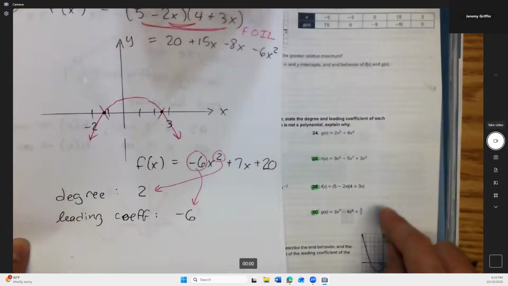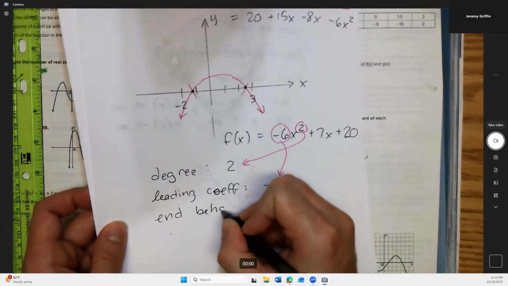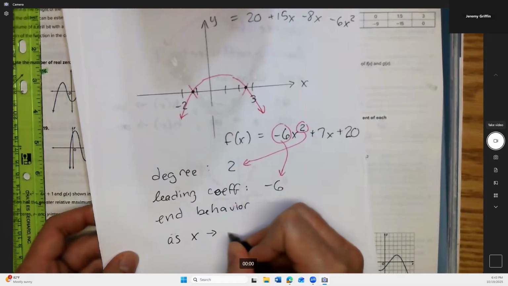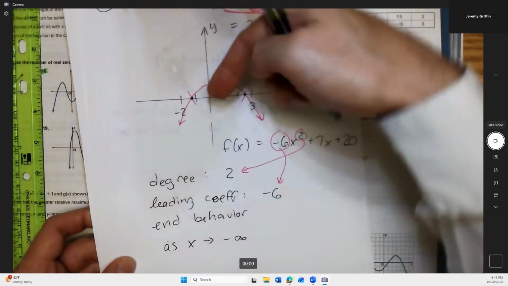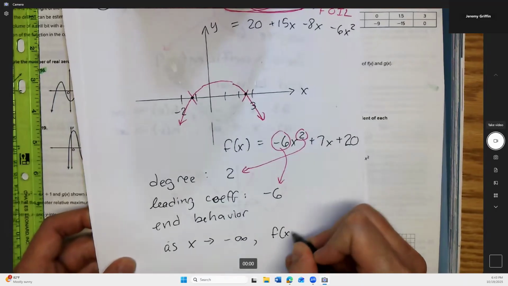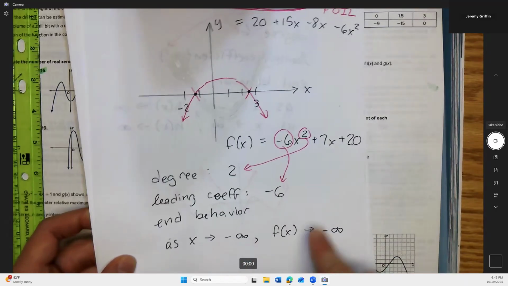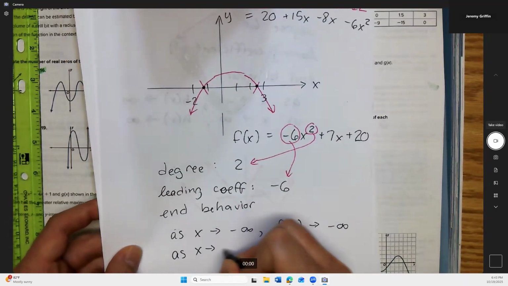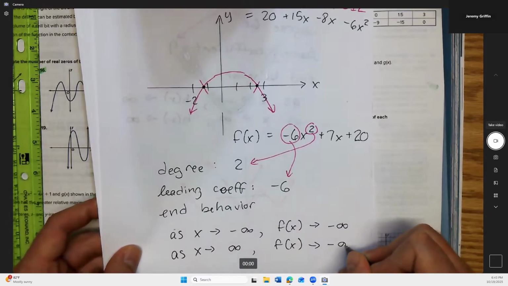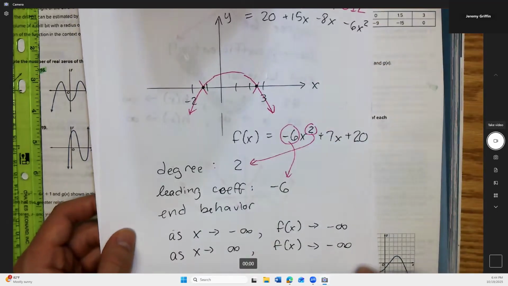Okay. And end behavior. Now for that, I'm going to say as x approaches negative infinity, if you're going to the left forever, well, you're also going down forever, so down to the left forever. So comma, f of x approaches also negative infinity. As x approaches positive infinity, f of x still approaches negative infinity. Because look, as you go to the right forever, you still go down forever. That's what an upside down parabola does. There you go. Here's all of it right there.